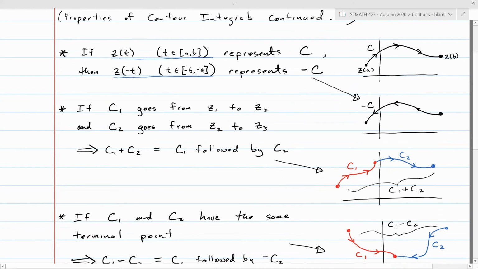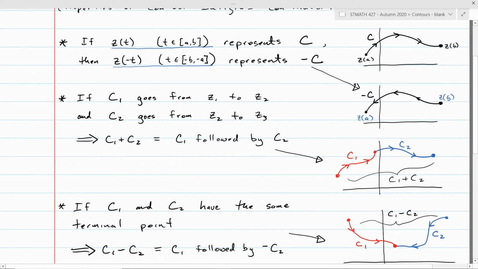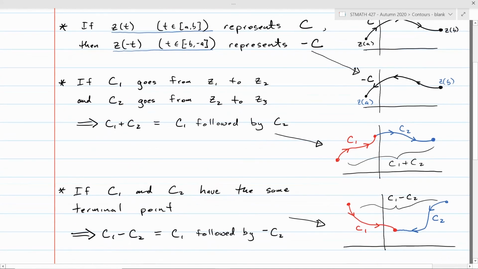So the difference between C and negative C is just that we think of them as going in opposite directions. C starts at z of a and works its way over to z of b, whereas z of negative t starts at z of b and then works its way over to z of a. So anytime you have a curve C, you can represent the negative of that curve, the curve that goes in the opposite direction. It just reverses the endpoints, like it reverses what we consider the initial point and the terminal point.